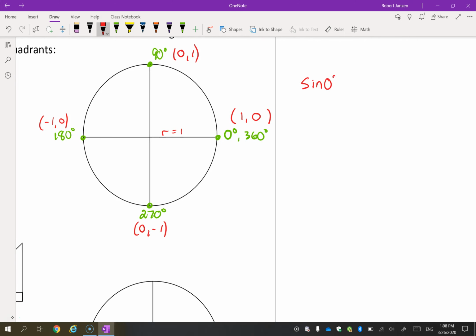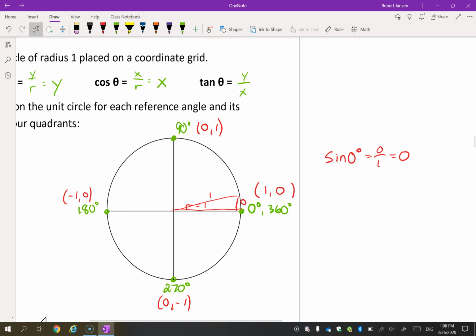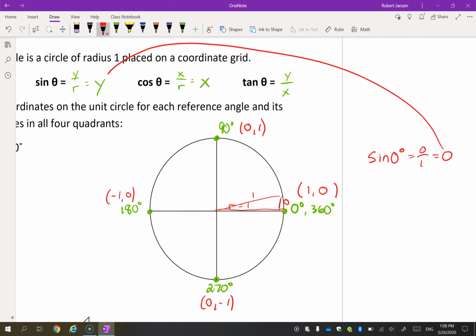What is sine of 0 degrees then? Knowing that sine is opposite over hypotenuse, what is the opposite length here? If you can picture this triangle, this length is actually 0, and this is 1. So you have 0 over 1, which is 0. And if you remember, up here I said that sine is the y value. What is cos of 0 then? Cos is the x value. It's 1.